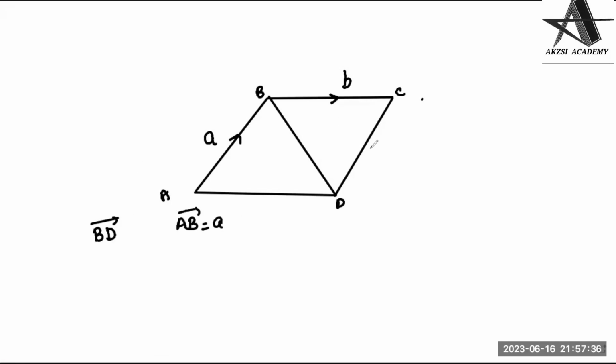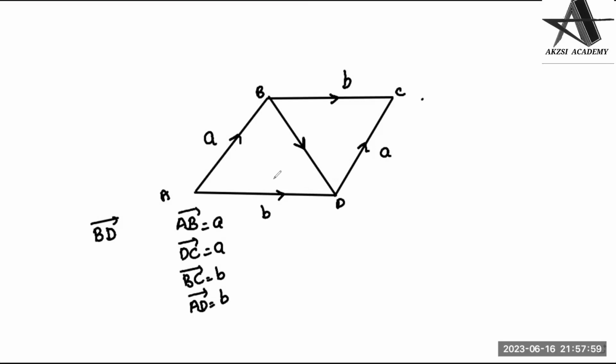That means I can clearly say that B to C is also A. If B to C is vector B, then vector A to D will also be D. Now it's very simple to calculate B to D. What we have to calculate? B to D. That means direction should be this.